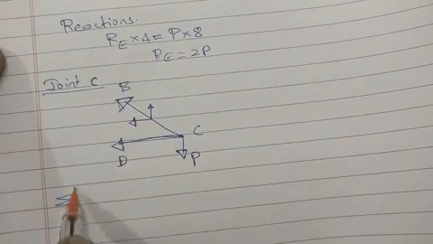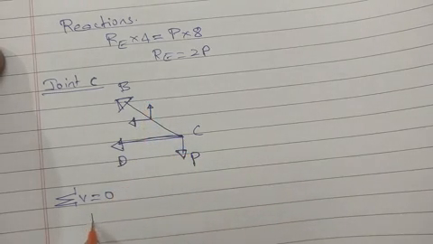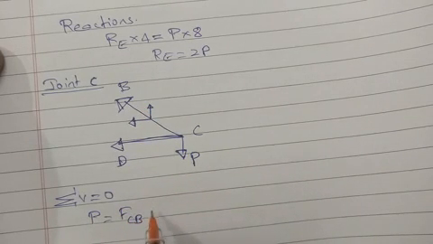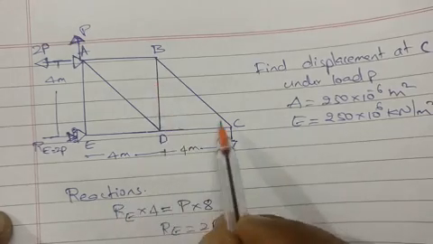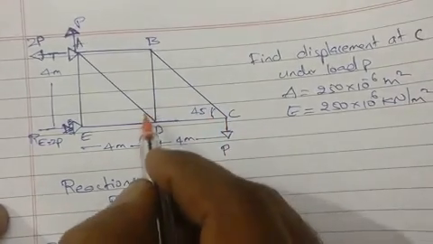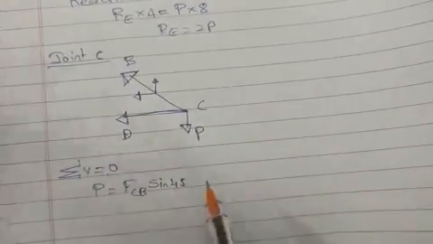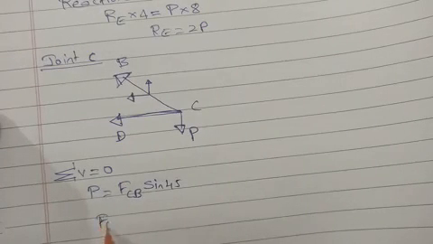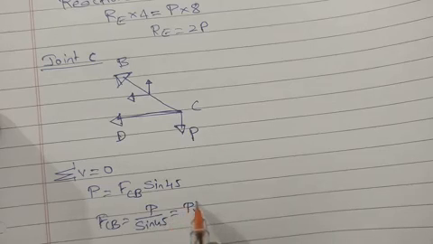So if we see vertical forces equal to 0, P downwards, this is upwards. That is P is equal to FCB, vertical means sine 45. Why 45? Because this is 4 meters, this is 4 meters, so this will be 45 degrees. And all the inclined members are 45 degrees. So FCB is P by sine 45, which will be equal to P root 2.